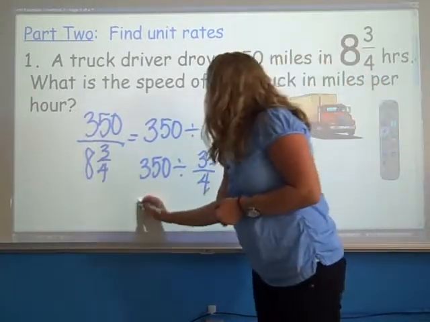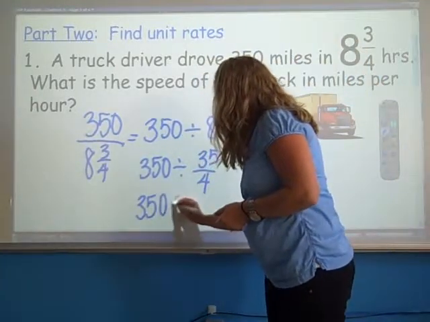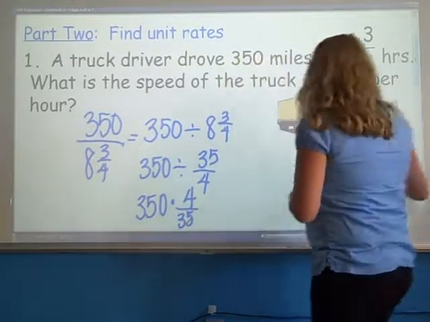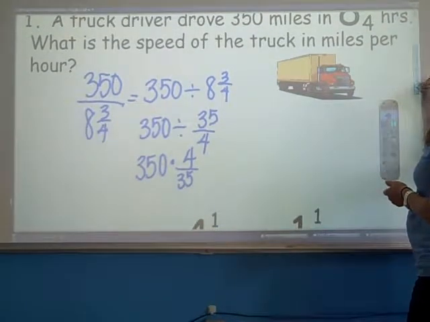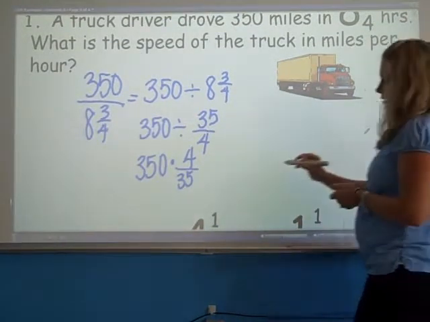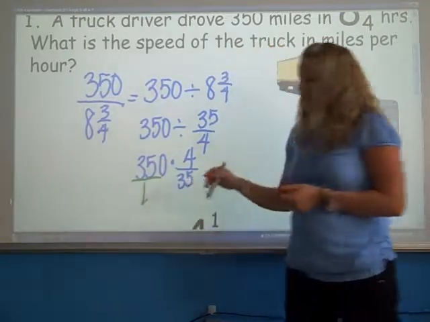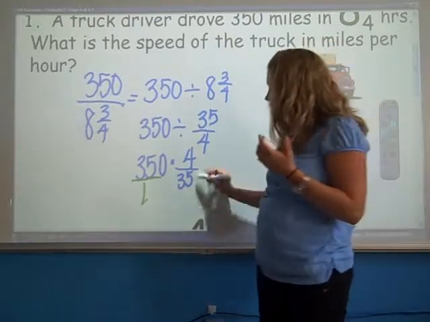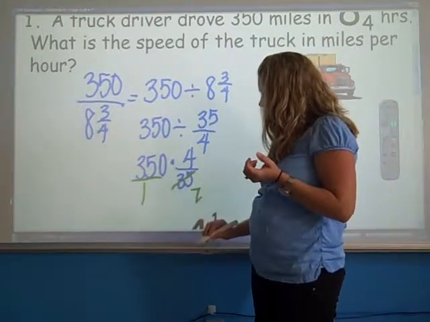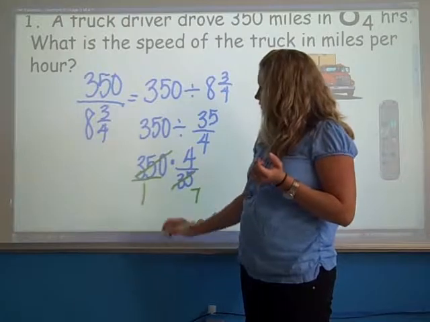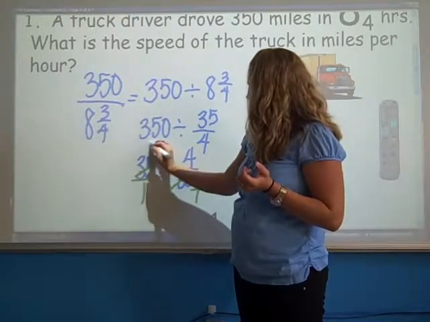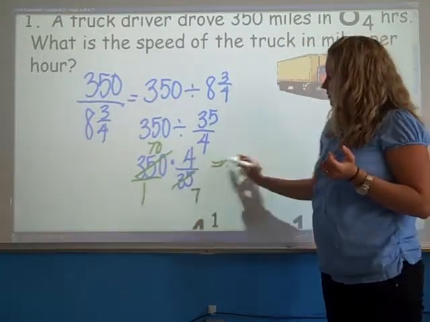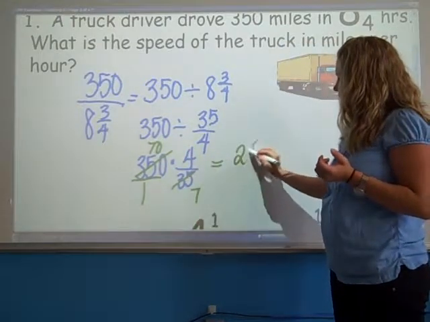Now I'm going to flip it. 350, change it to multiplication, 4 over 35. Let me put this over 1. Yes, I can simplify it. I see that this ends in a 0 and this ends in a 5, so I can divide them both by 5. 35 divided by 5 is 7. 350 divided by 5 is 70. 7 times 4 is 28, so 280.